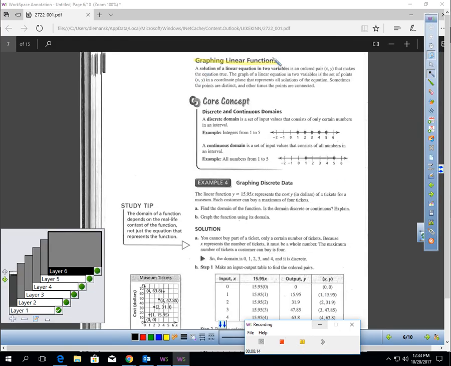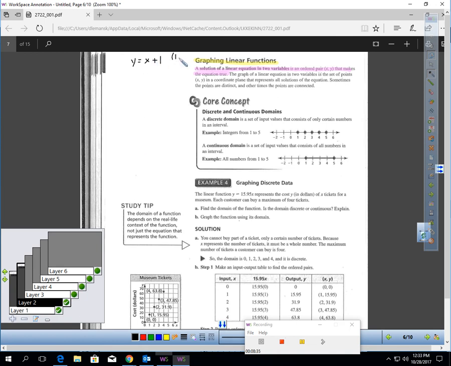Let's talk about graphing linear functions. A solution of a linear equation in 2 variables is an ordered pair that makes the equation true. For example, let's just pick something easy. Y equals x plus 1. Does it make sense if I put a 1 in for x and a 2 in for y? That would make this statement true. That would be a solution, the ordered pair (1, 2). The graph of a linear equation in 2 variables is the set of points (x, y) in the coordinate plane that represent all solutions of the equation.